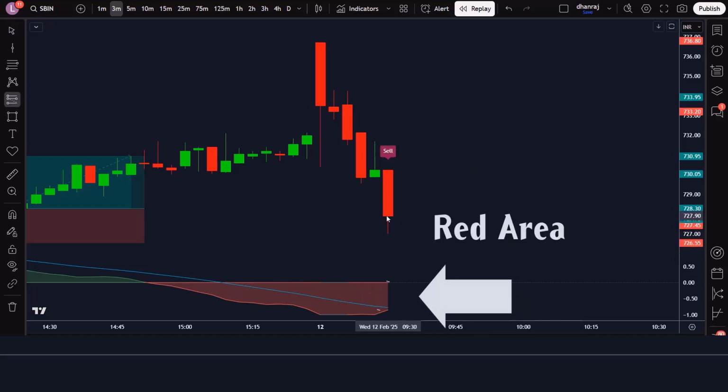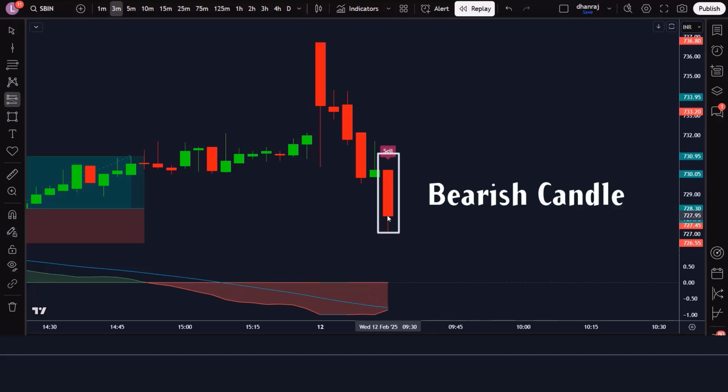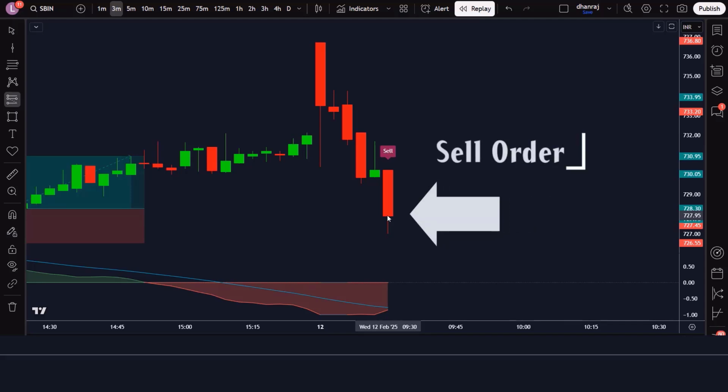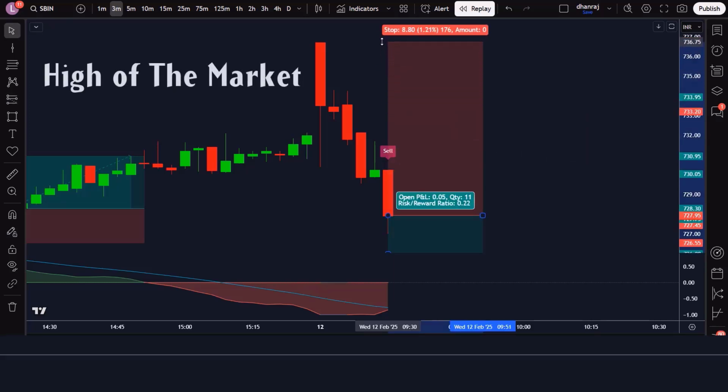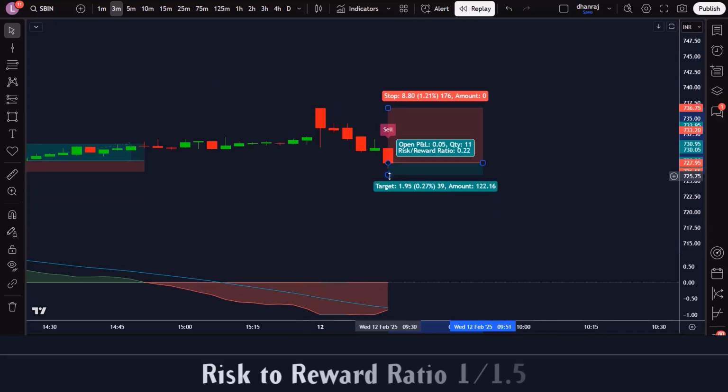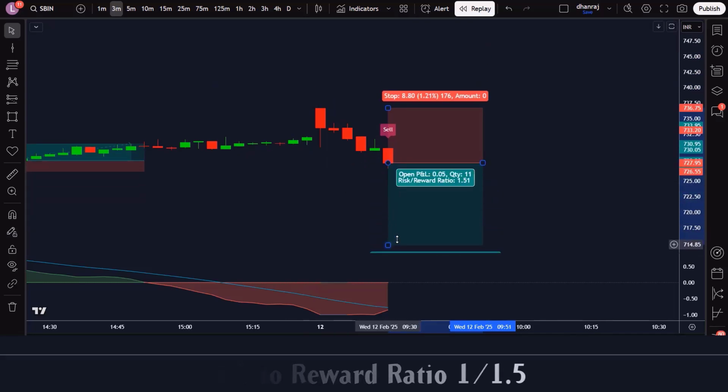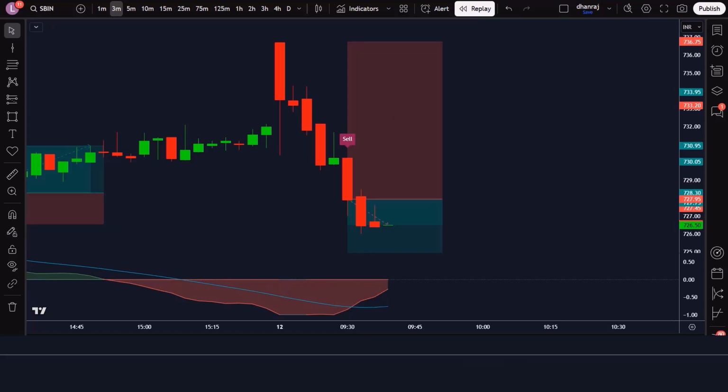Here the Price Volume Trend Oscillator Indicator is in the red area. Here the market has made a bearish candle to give confirmation. So all our conditions are being fulfilled, so we are placing an order to sell. Our stop loss is to be placed at the high of the market, and the risk to reward ratio will be 1:1.5. Let's see what happens to our trade.